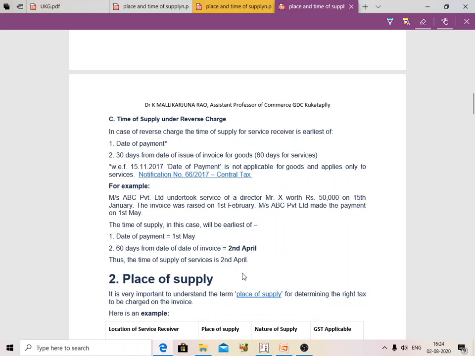We take one more example in the case of time of supply. ABC Private Limited undertook a service of a director, Mr. X, worth rupees 50,000 on 15th January. The invoice was raised in the next month, that is 1st February, and ABC Limited made the payment on 1st May. See, the transaction relates to 3 months: 15th January, 1st February and 1st May. In this case, the date of payment is 1st May, and 60 days is 2nd May. So the time of supply is 2nd May.